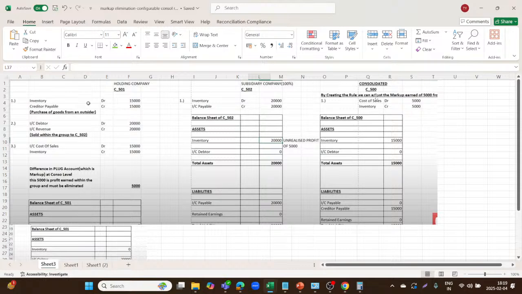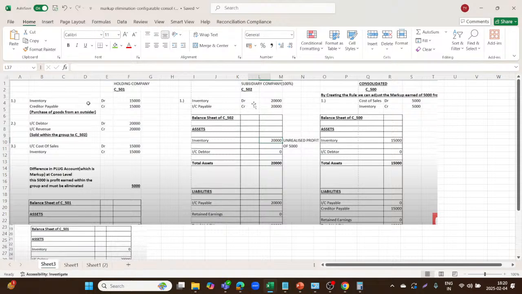Now we'll see the treatment that needs to be done for the consolidated financial statement. So here by creating the rule we can adjust the markup, that markup earned of 5,000 from the holding company's balance sheet. So in the consolidated financial statement we'll be doing cost of sales account debit to inventory. So we'll reduce the inventory which is inflated now, because you can see within the group, the holding company is saying I have debited the inventory of 15,000 and the subsidiary company is saying I have debited the inventory of 20,000. But the actual value for the inventory, because you cannot earn the profit, you cannot add the profit margin that you have earned within the company. So you have to remove that intercompany margin.